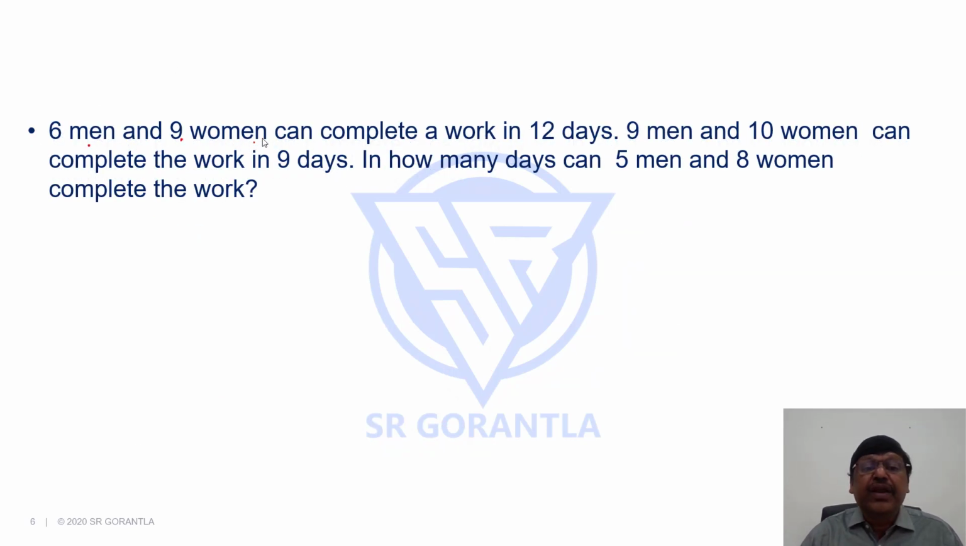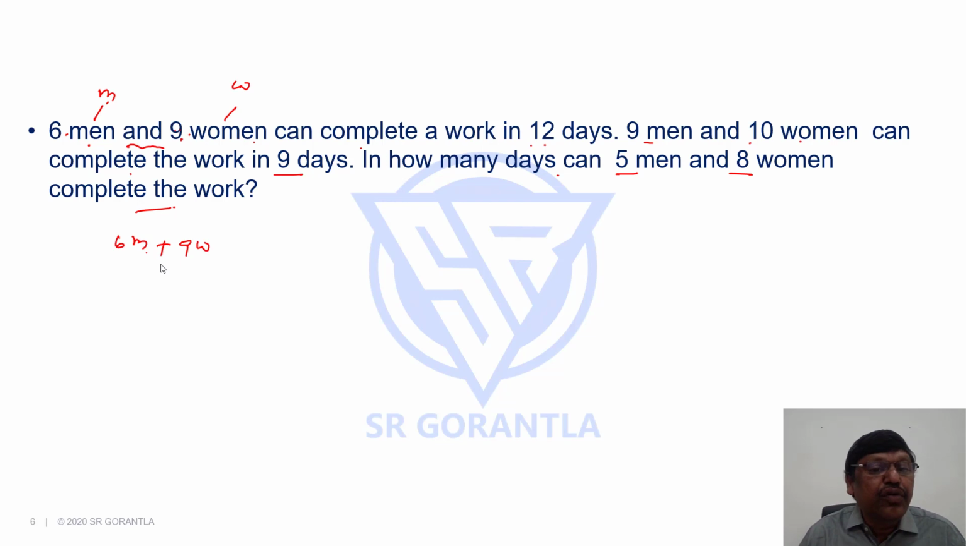6 men and 9 women can complete the work in 12 days. 9 men and 10 women can complete the work in 9 days. In how many days can 5 men and 8 women complete the work? Let's say one man can do M units of work in 1 day. One woman can do W units of work. 1 day's work of 6 men will be 6M, and 1 day's work of 1 woman is W, so for 9 women, 1 day's work will be 9W.